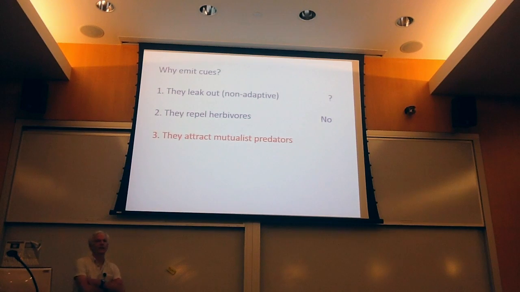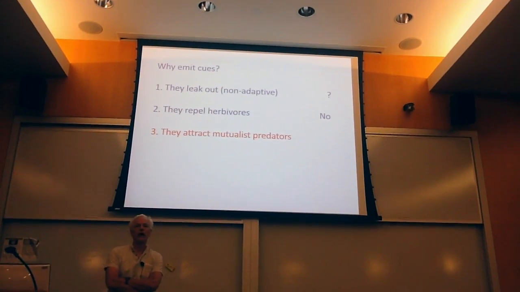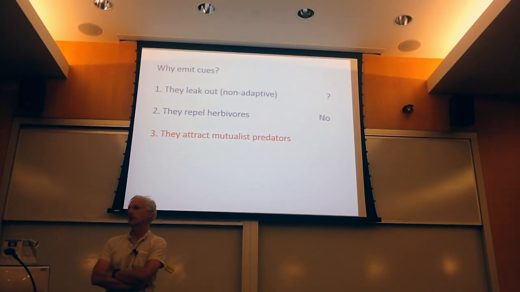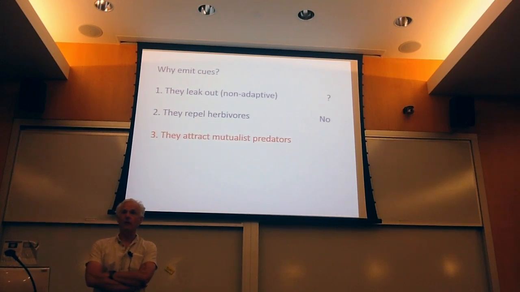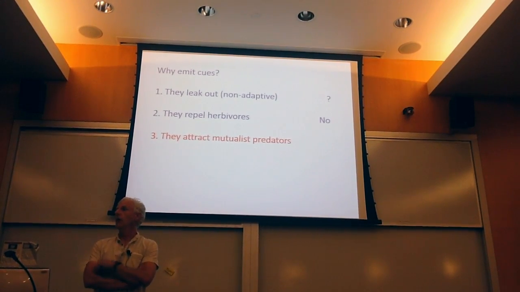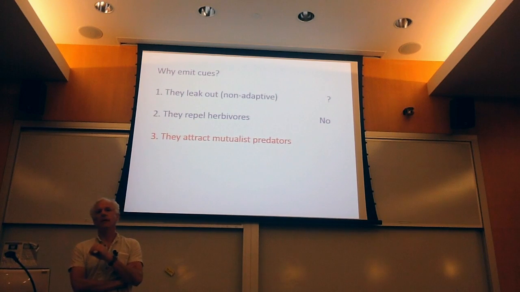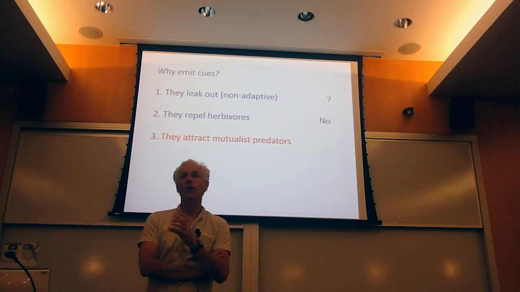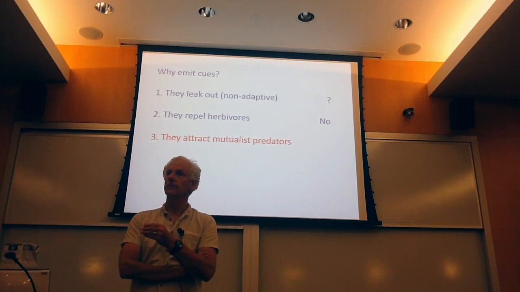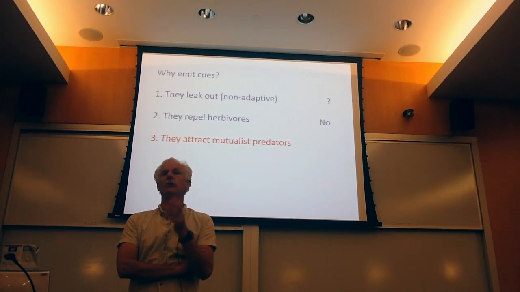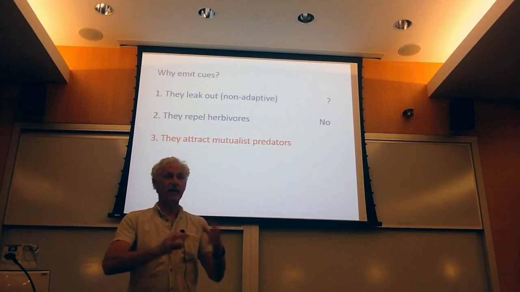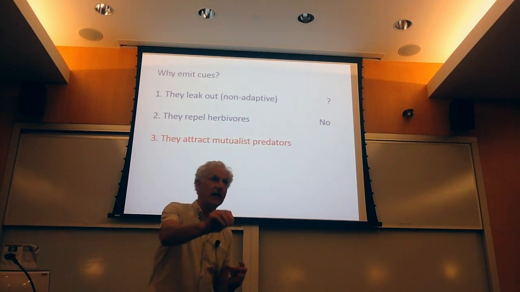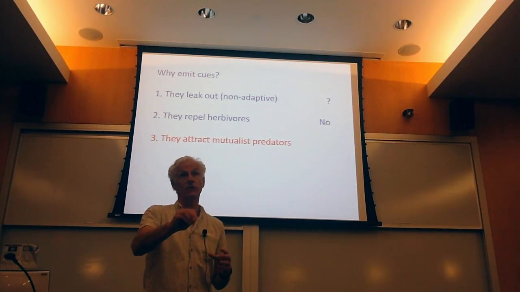A third possibility is that these chemicals attract mutualist predators. And this has also been found for a lot of other systems. When plants are attacked, they emit volatiles, and predators and parasites of their herbivores are able to sense these volatiles, sense these cues, and key in on the herbivores.